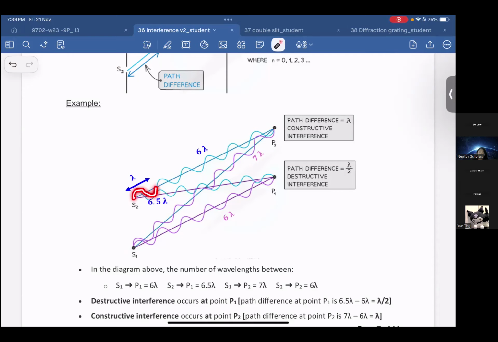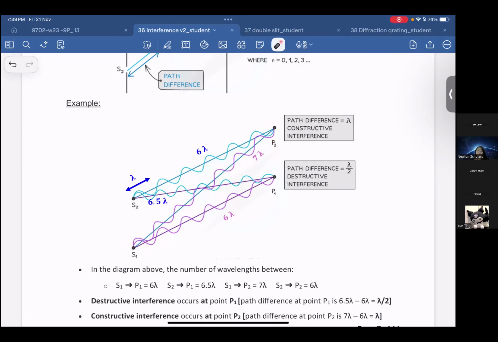This is one complete wavelength. Counting 1, 2, 3, 4, 5, and 6, the wave emitted by source 2 has 6 complete wavelengths. Then how about source 1? Here, 1, 2, 3, 4, 5, 6, 7. I got 7 complete wavelengths. So, boys and girls, you look at the blue color here and the purple color here.